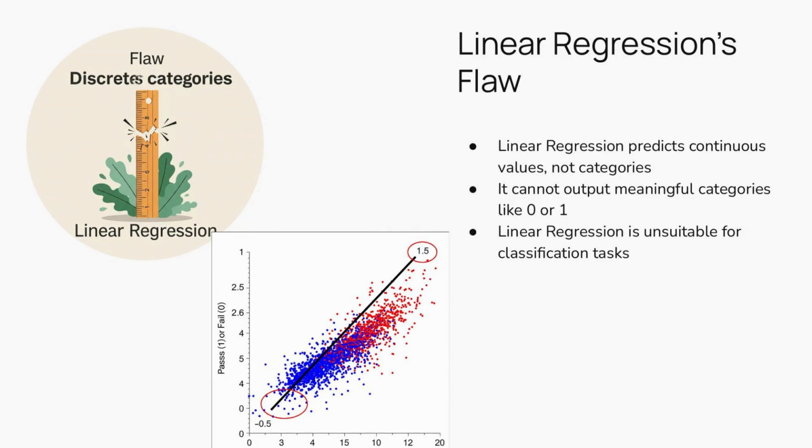First, the line looks like a terrible fit. But second, and more importantly, the line predicts values we can't use. It predicts values like 1.5 or minus 0.5. What does a minus 50% chance of pass even mean? It's nonsense. We need a different approach.